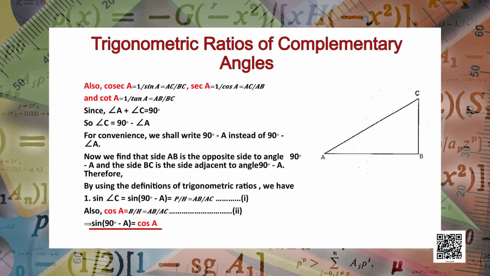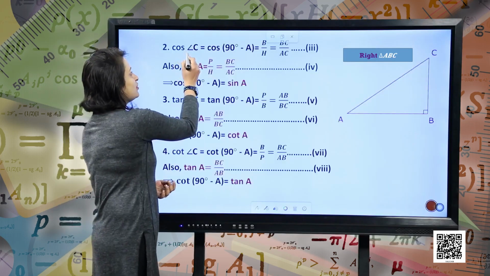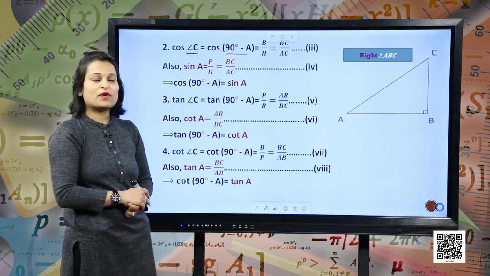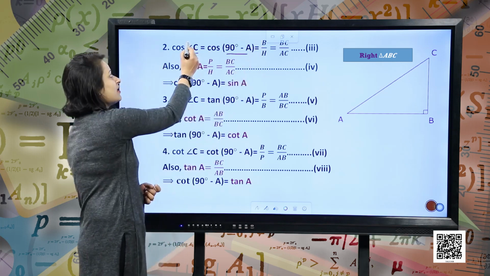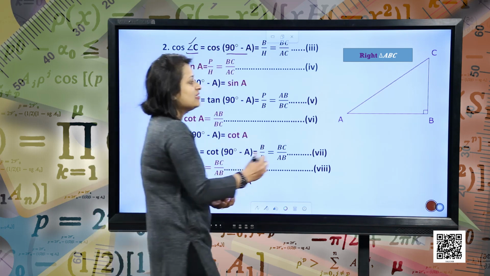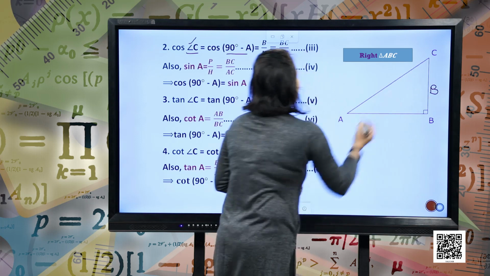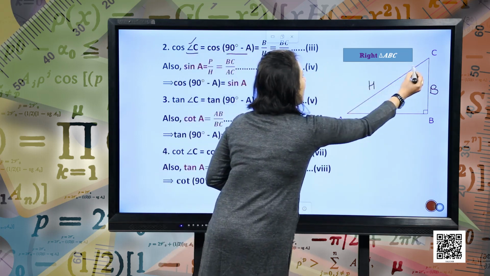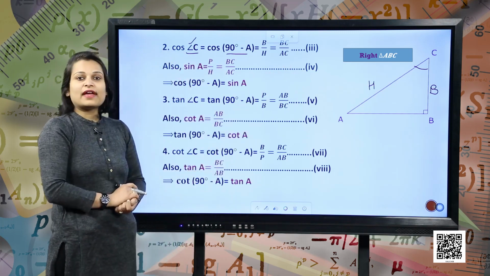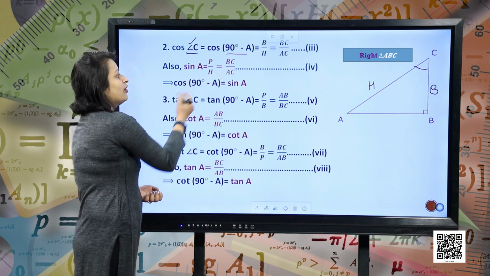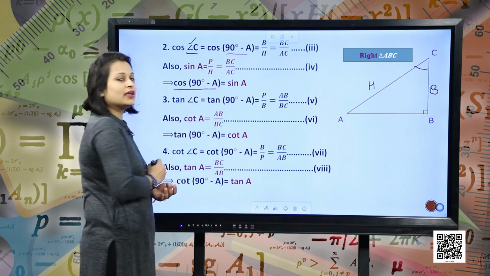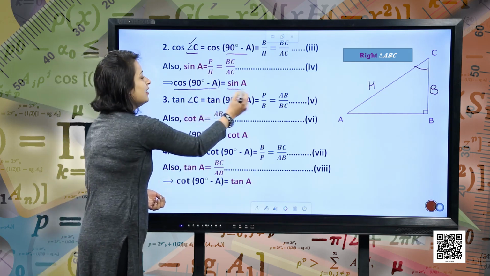Now what will be the value of cos of angle C? In place of angle C, we can write 90 degrees minus A. So cos of 90 degrees minus A is what? Base upon hypotenuse, with respect to angle C. So what will be the base with respect to angle C? BC will be the base and AC will be the hypotenuse. So BC upon AC will give you the value of cos of angle C. Also BC upon AC is what? Sine of A. So we can write cos of 90 degrees minus A is equal to sine A.